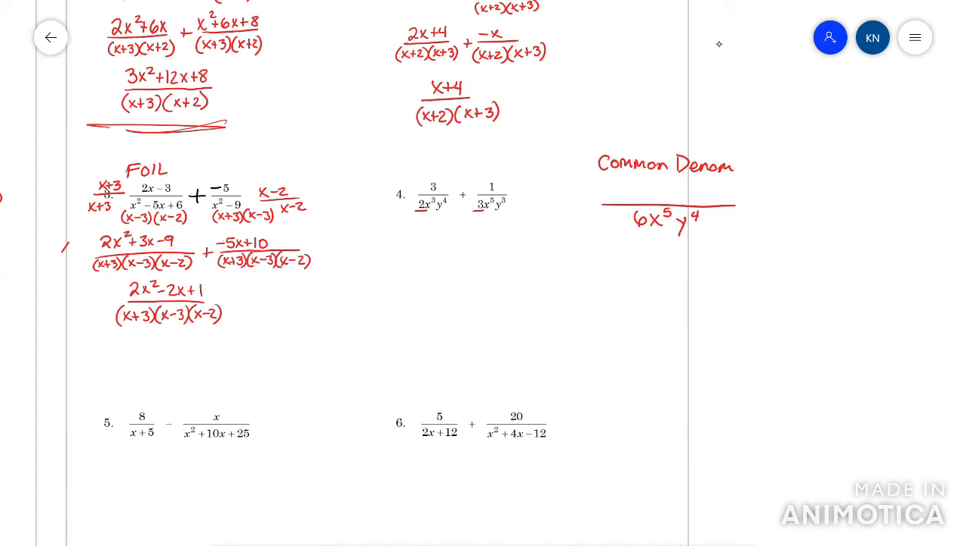And to do this, the guy on the left needs a 3, because 3 times 2 will make the 6. It has x^3, but it needs x^5, meaning it needs 2 more of them. And it has y^4, so it doesn't need any y's. All right, now same thing on the right. To get it to 6, I would need a 2. 3 times 2 makes a 6. x^5 it already has, but y^3, it needs 1 more y. So when it's all said and done, they're both going to have 6x^5y^4 as their denominator.